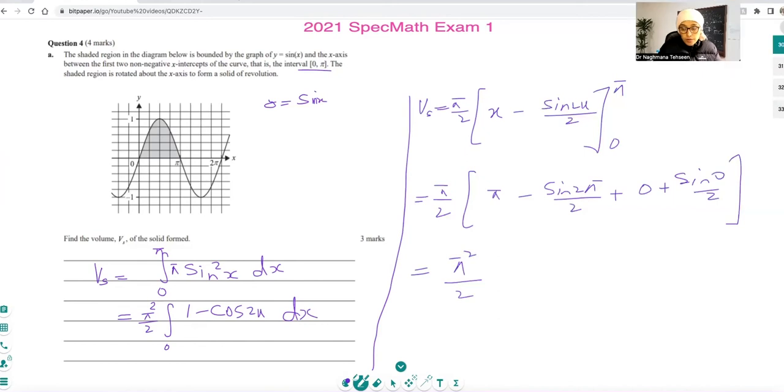Okay, I think this is a pretty good question. We got a 3-mark question, and it's pretty straightforward. And now let's look at the next part of the question.